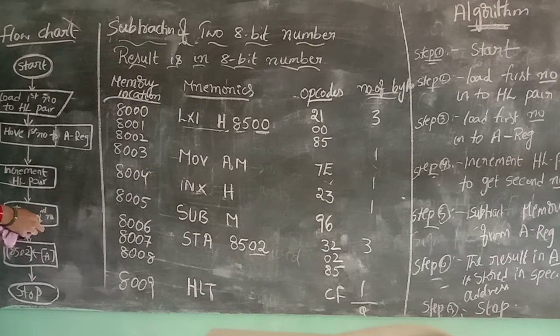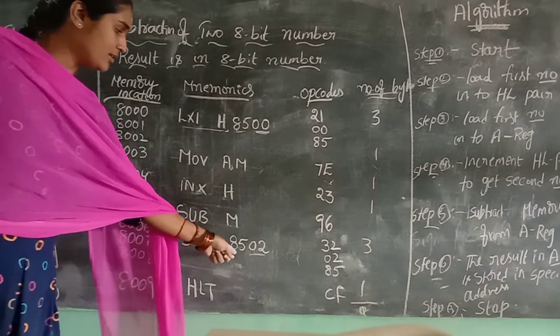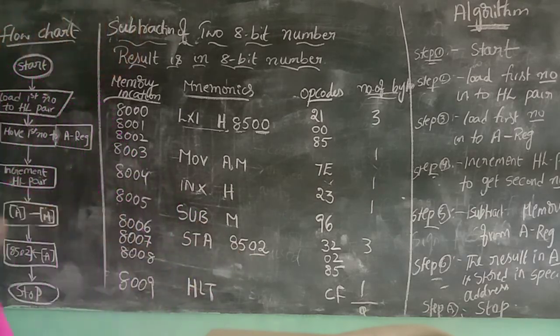Here also, put minus. Simply write the content which is present in accumulator minus memory. Then the final result is stored in accumulator, and the accumulator data is stored into the specified address location. Here the specified address location is 8502. So the result will be stored in 8502. Like this we write the addition of two 8-bit numbers and subtraction of two 8-bit numbers.